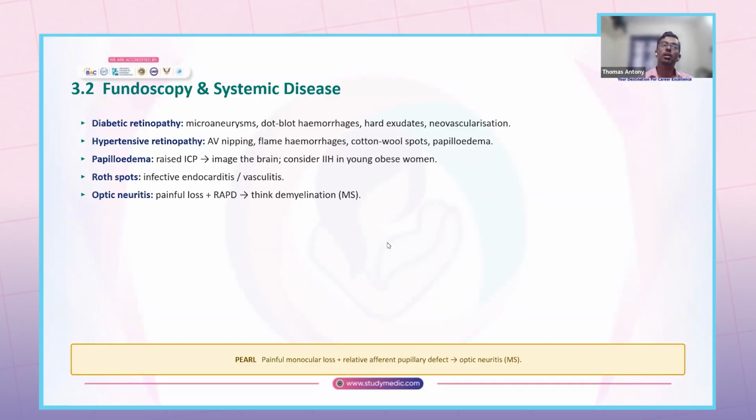A female around the age of 40 years who is obese, presenting with vision loss, or blurring of vision, or headache. In such cases, we have to look for idiopathic intracranial hypertension. Roth spots can be seen in infective endocarditis or vasculitis. Optic neuritis, painful loss, related to afferent pupillary defect, then think about demyelination. MS is a favorite question because of the varied presentation.